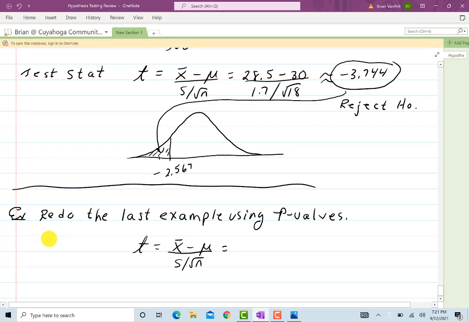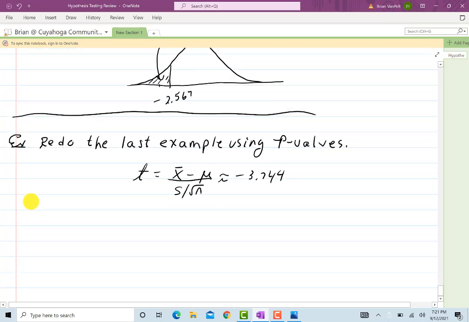X bar, we already did this in the last problem, so let me go ahead and put that. Negative 3.744. That's not exact, that's approximate. And now we find the area to the left of that thing. So here's what we have. You have to make everything work on the left here. Negative 3.744. And the p-value will be that area in that little piece.